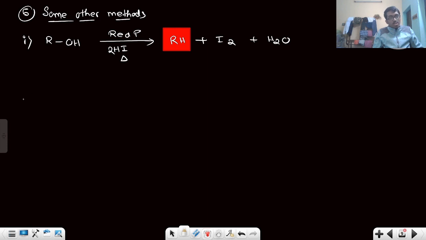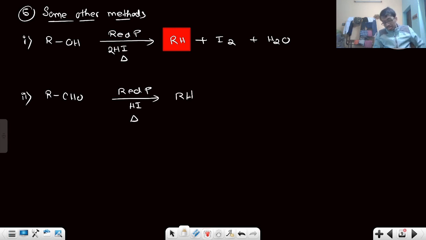Now after alcohol I can also have aldehyde. Then what will I do? For aldehyde I will also use the same thing, but this will be RCHO. So RCHO in presence of red phosphorus and hydrogen iodide, with heat, will give you RH.